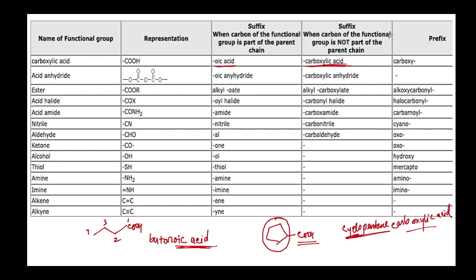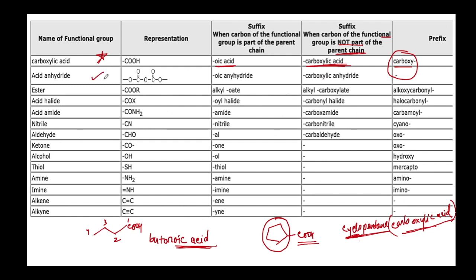So the carbon of the functional group is not a part of the parent chain, but still this is the only functional group. That is why, since it is the only functional group, it is written as a suffix. And if there was a functional group having a greater priority than COOH, then the COOH will go to prefix and it will become a carboxy. We will also see various examples on that. Keep that. I'll be sharing another video, number 2, for this. So very important, guys. IUPAC nomenclature. We will see many examples to discuss all of these rules.